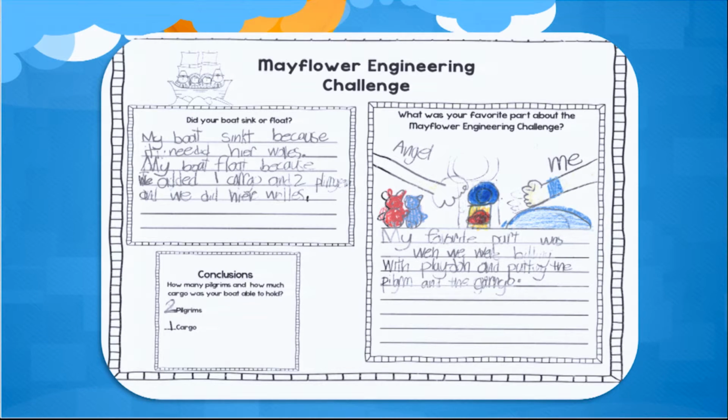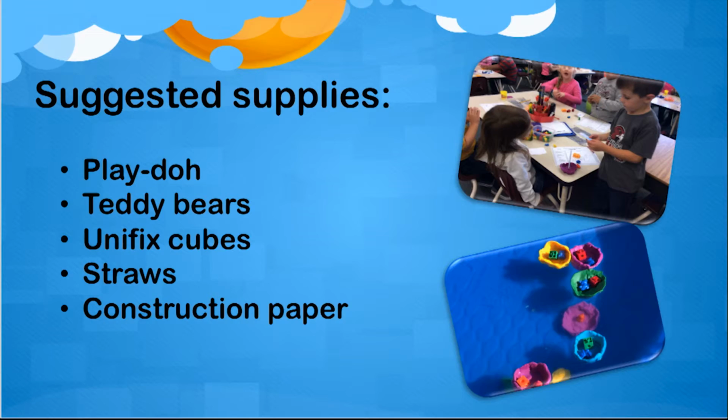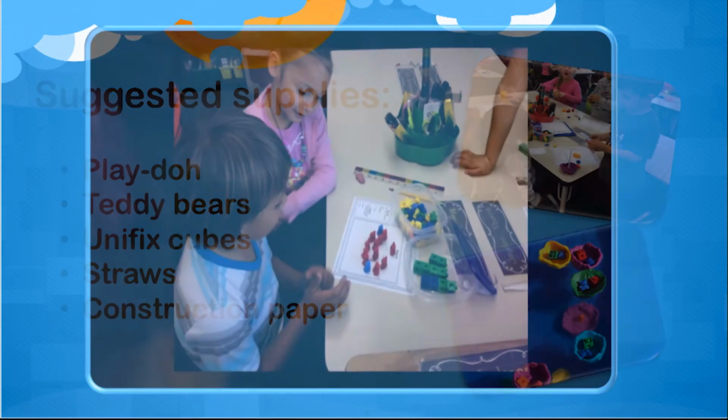You'll see in the video all of the pilgrims they had on their table that they thought they could take and found out they couldn't. My favorite part was when we were building with Play-Doh and putting the pilgrims and the cargo. For this activity, we used Play-Doh, teddy bears, Unifix cube straws, construction paper, and I used a big blue plastic pool as the Atlantic Ocean.